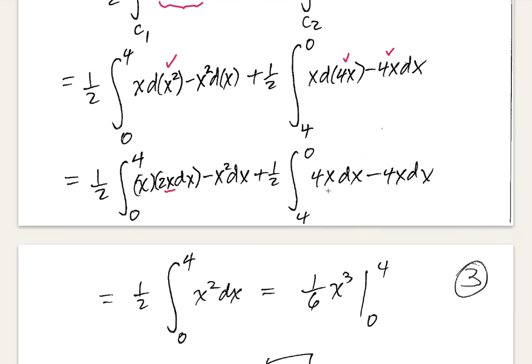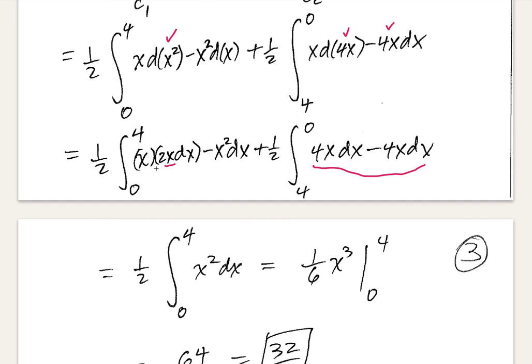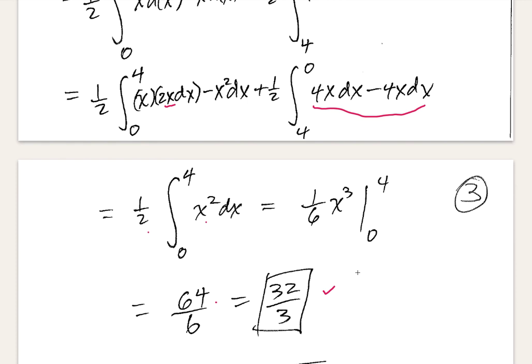Notice here on this part, nevertheless, these drop out. Those totally drop out. And here I'm dealing with 2x squared minus x squared dx, so that's just x squared dx. Don't forget the half out front. So I've got 1/2 the integral from 0 to 4 of x squared dx. So that's 1/6 x cubed from 0 to 4. That's 64/6 or 32/3. So we got the same answer in either case.